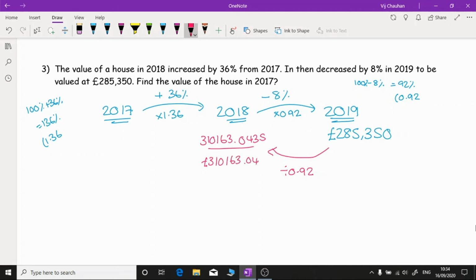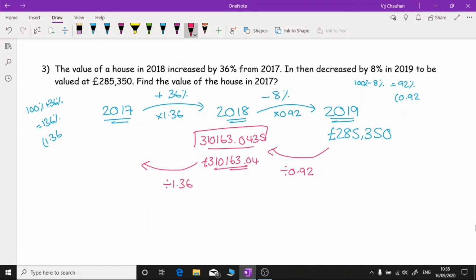so 310163.04. But because this is not the final answer, I should use this answer here. But depending on the level of question, you might not lose any marks for that. Now, to get from 2017 to 2018, I multiplied by 1.36. So to go the opposite direction, so back in time, we need to divide by 1.36.